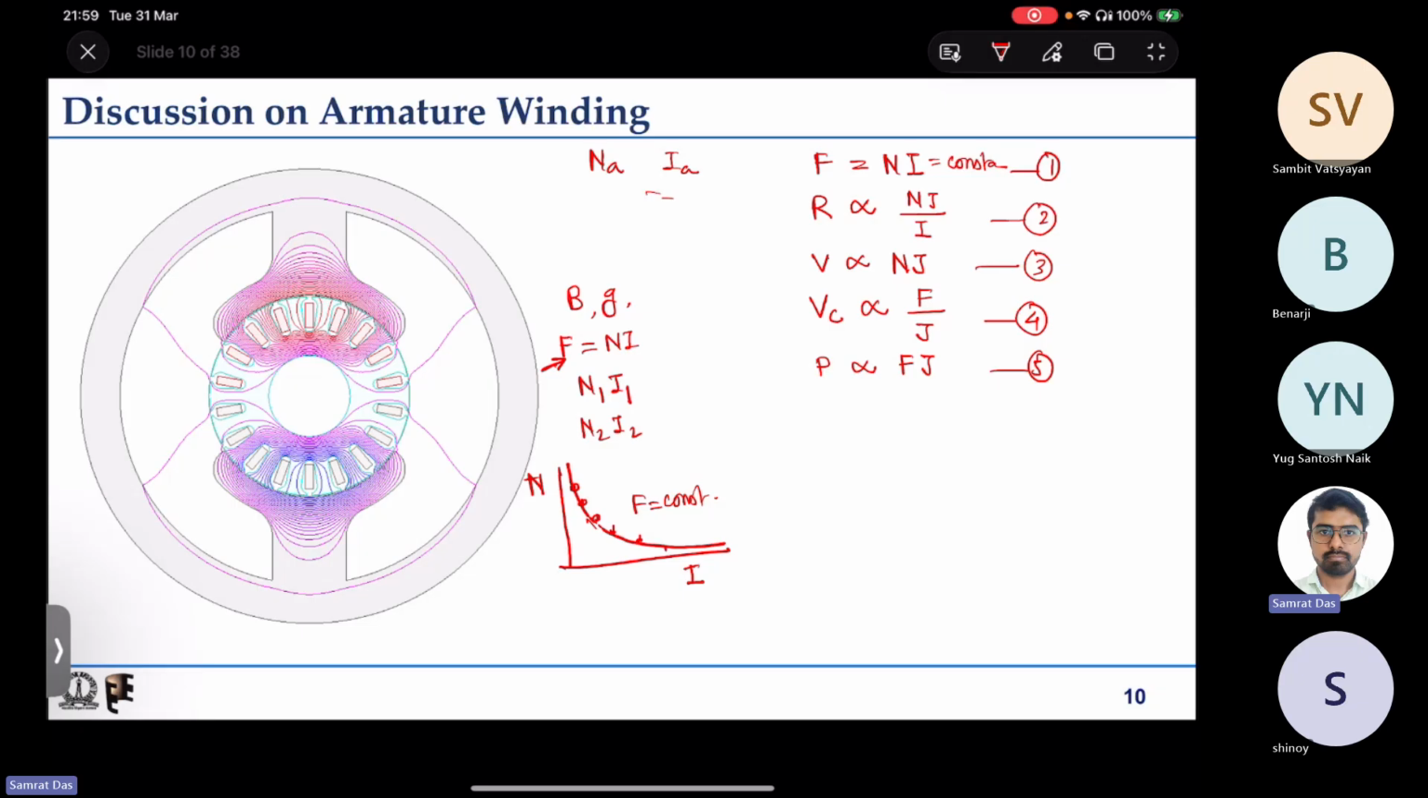But what is the good point to choose? Should we go for a higher number of turns and lower current, or a lower number of turns and higher current? That is the discussion that we are having. The goal is to have a qualitative understanding about the relative number of turns and current values of the armature and field winding.